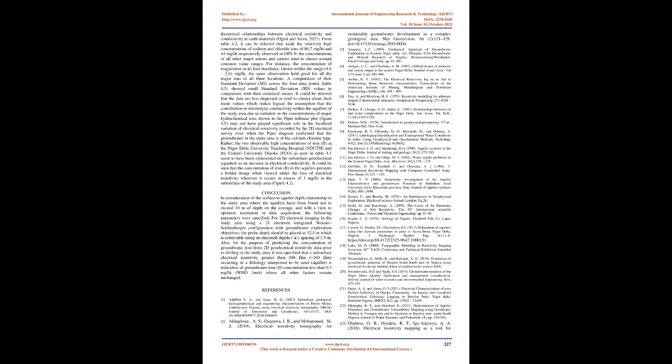From Table 4.2, it can be inferred that aside the relatively high concentrations of sodium and chloride ions of 86.7 mg/L and 44 mg/L respectively observed in OPS 9, the concentrations of all other major anions and cations tend to cluster around common value ranges. For instance, the concentration of magnesium in all 4 boreholes cluster within the range 4.6 to 5.6 mg/L. The same observation held good for all the major ions in all 3 locations.